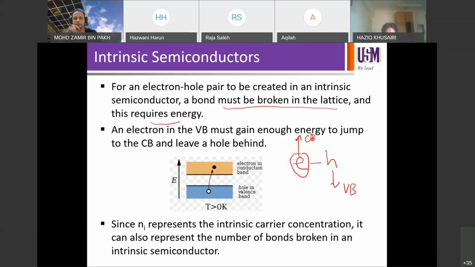An electron in the VB must gain enough energy to jump to the CB and leave behind a hole. So the moment you have an electron in the conduction band, you will also create a hole in the valence band, right? Since Ni represents intrinsic carrier concentration, it also represents the number of bonds being broken in intrinsic, because to get those free electron hole pairs, or free electrons in the conduction band, or free holes in the valence band, you need to break a bond. And the number of bonds corresponds to the number of intrinsic carrier concentration that you want to produce. They are proportional to each other.